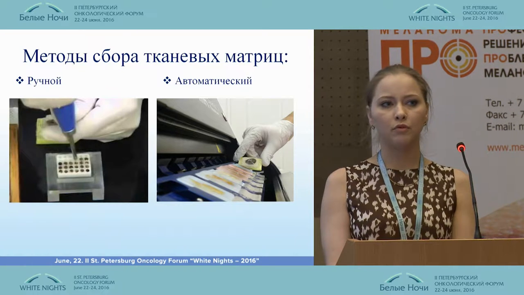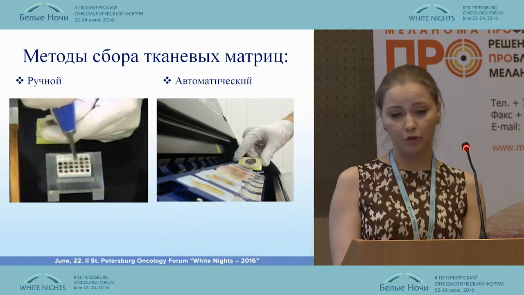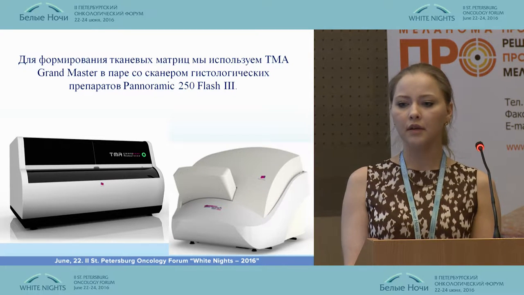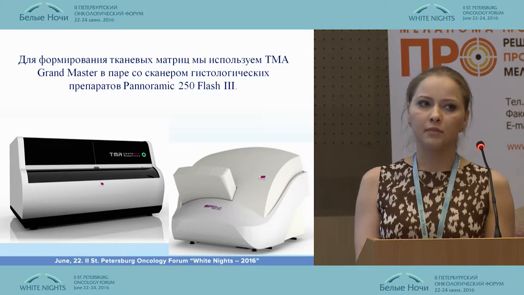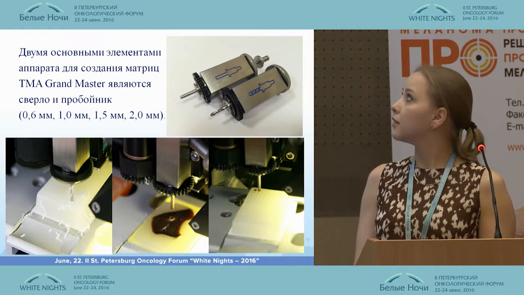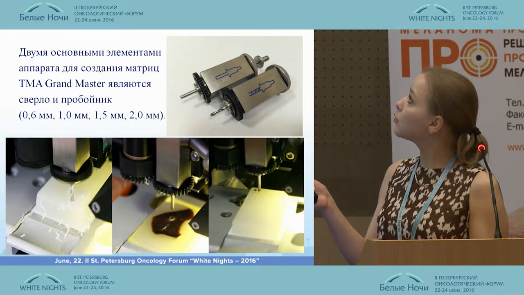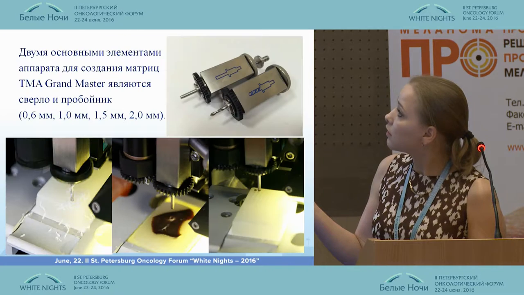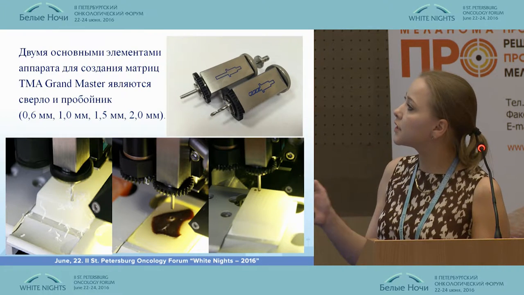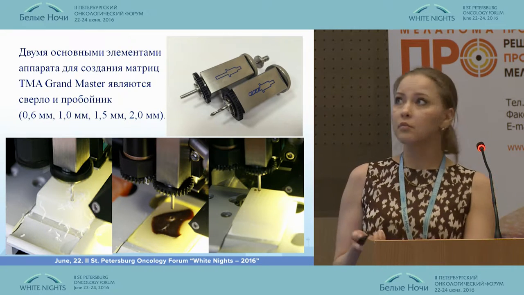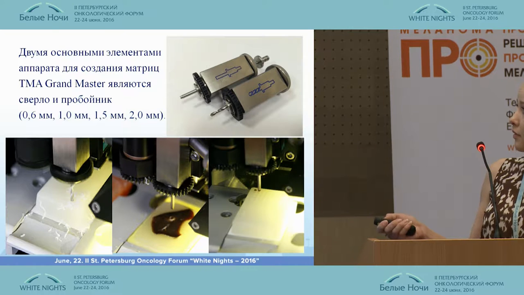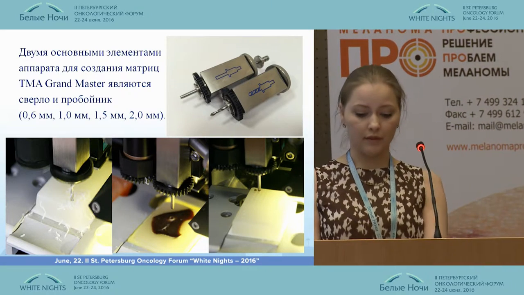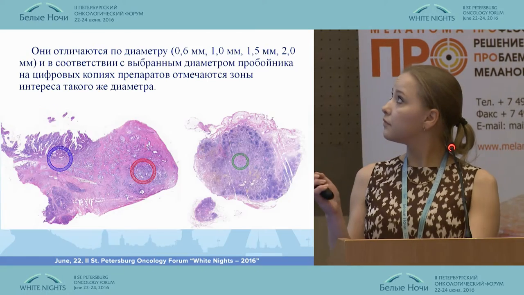The second one is a faster method, and you can gather material in a fast way. In our laboratory, we are using the TMA Grandmaster together with the scanner of histological slides, Panoramic, and the two major parts. You can see that on the slides, and the drilling device that puts the cores together in the recipient block, and the second part gathers the material in the donor block, and then puts it into the cell of the recipient block.